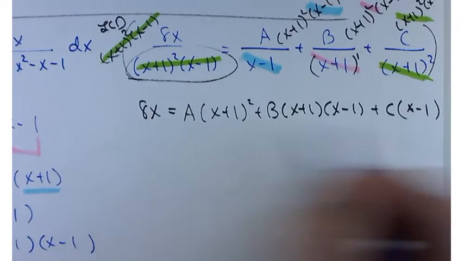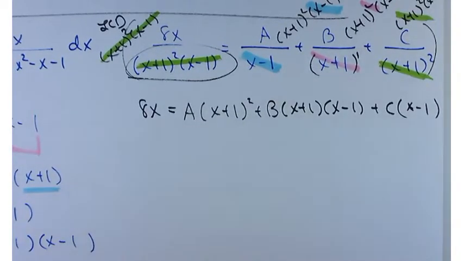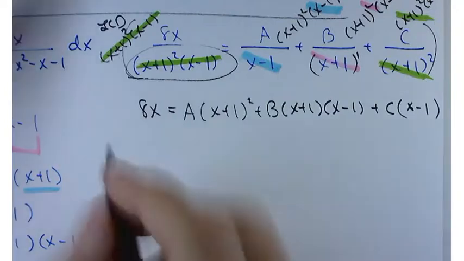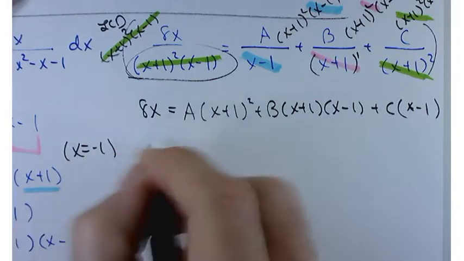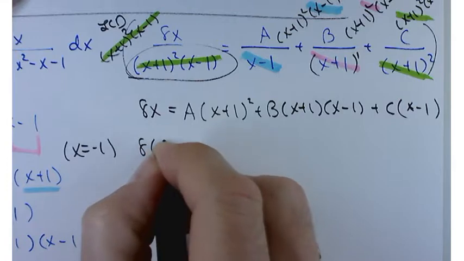Let's play our game again. We need to come up with some values of x that will help us solve for a, b, and c. All right, we'll start with x equals -1. It's going to be 8 times -1.